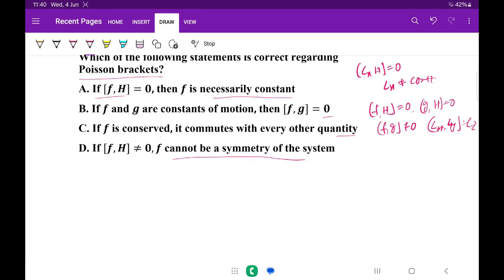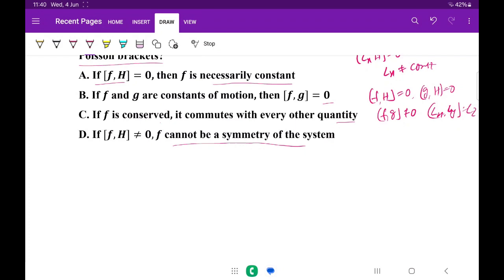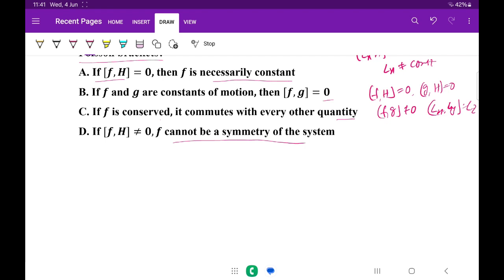What about option C? Option C is also false. Just because f is conserved does not mean it commutes with every parameter. It is conserved only with respect to the Hamiltonian. So this is also false. What about option D? If f comma H is not equal to 0, that means f changes in time, so it cannot generate a symmetry. So this is true. A non-zero bracket implies a change. So option D is correct.